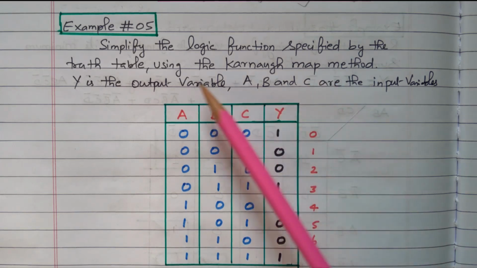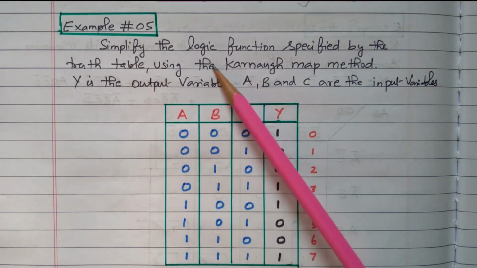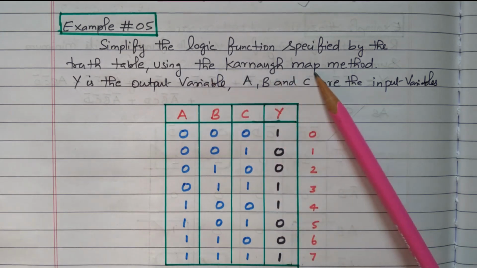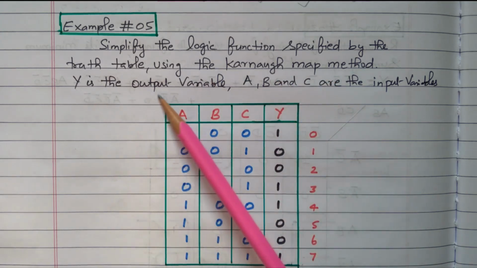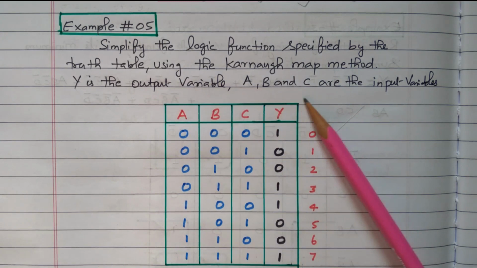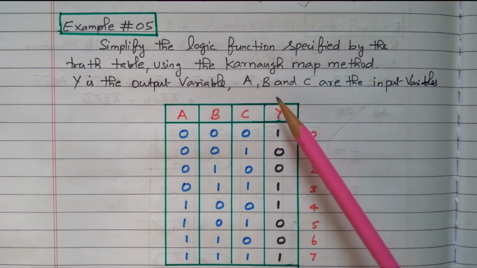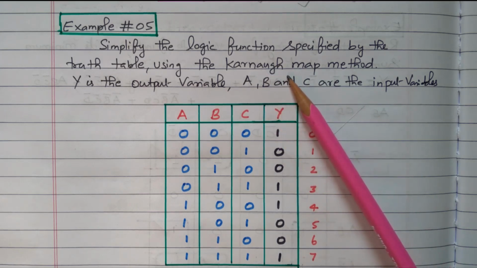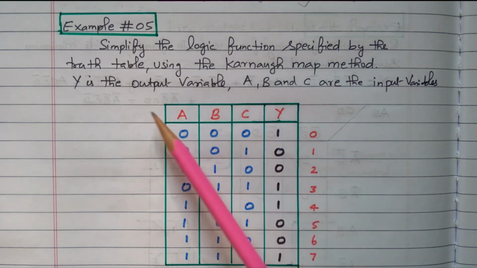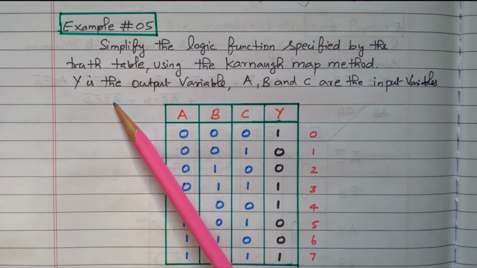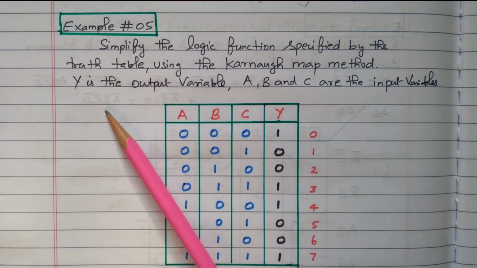Now we'll go to the problem. Simplify the logic function specified by the truth table using Karnaugh map method. Y is the output variable, A, B and C are the input variables. So we have to simplify the Boolean expression by K-map method, but here the truth table is given. The expression is not given. From the truth table we need to simplify the expression. So we need to find the simplified expression.